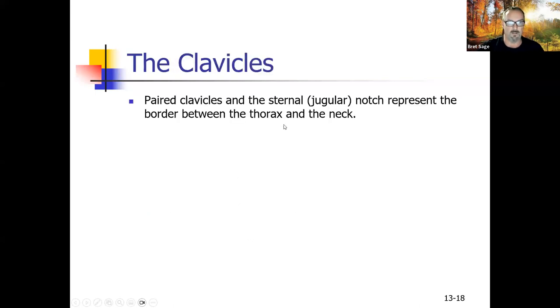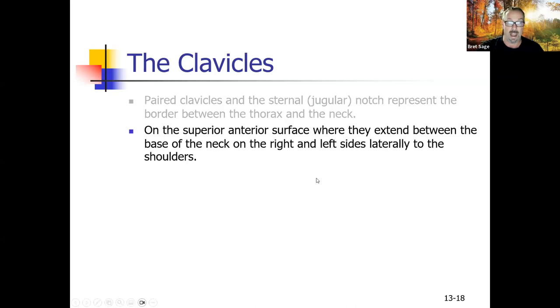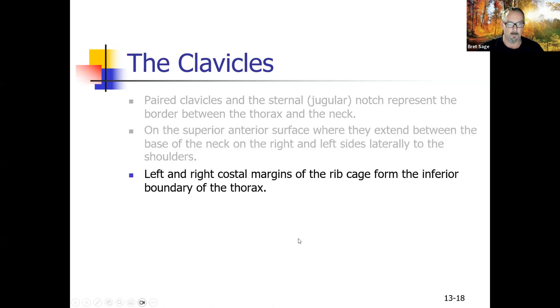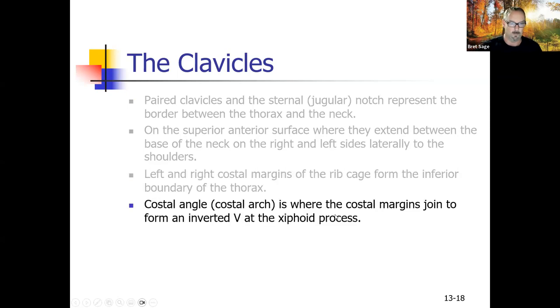The paired clavicles and the sternal jugular notch represent the border between the thorax and neck. So you can run your hand along the clavicle and across that little jugular notch. That's where the thorax ends and the neck begins. On the superior anterior surface, where they extend between the base of the neck and laterally to the shoulders on the right and left sides, are your clavicles. The left and right costal margins of the rib cage form the inferior boundary of the thorax. We're talking about the bottom of your rib cage.